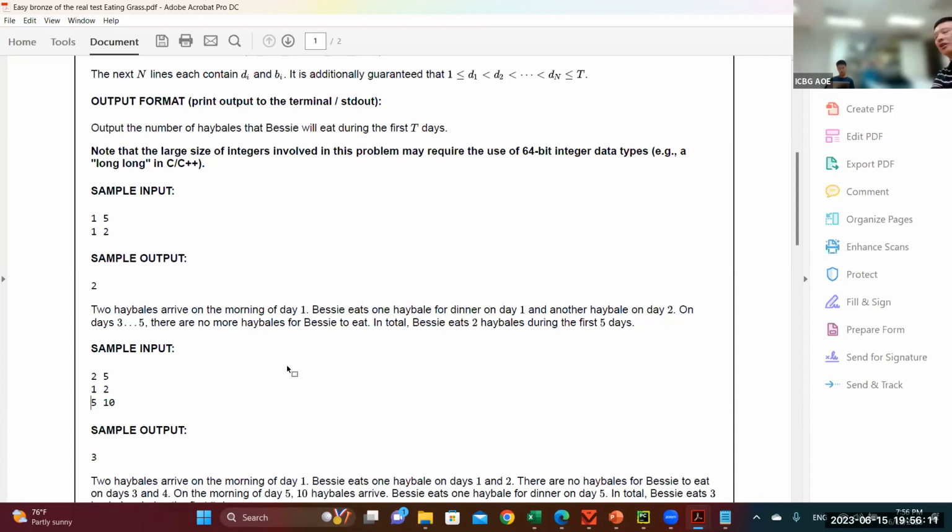The fifth day, it is delivered 10. But it can only cover until the fifth day. Now you can get the idea. How do you do this problem? You need to know the second input, how many hair bells delivered, how long it can last. And let me get to the second one, okay?